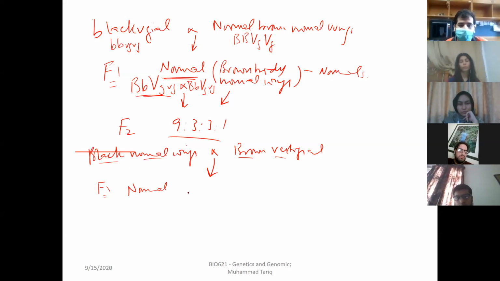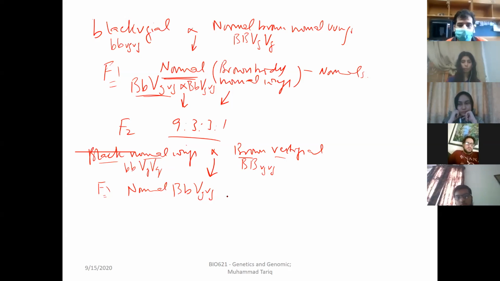So black is small b, small b normal wings are, we said, like this. And brown is capital B, and vestigial wingless flies were like this. So in here you will get like this. Sturtevant said, I'm going to set up a test cross, because people were not able to get these 9:3:1 ratios so precisely.